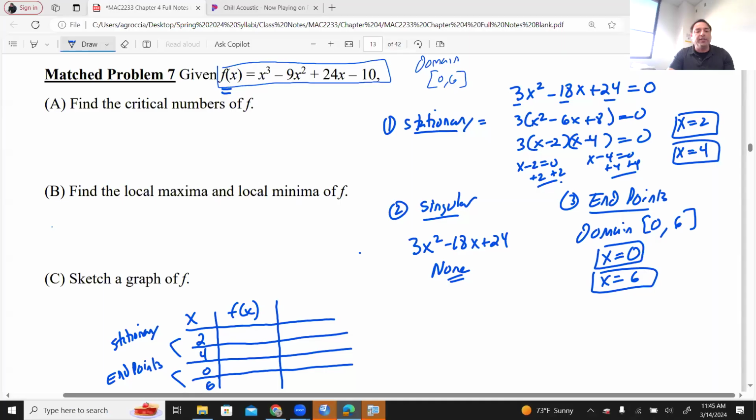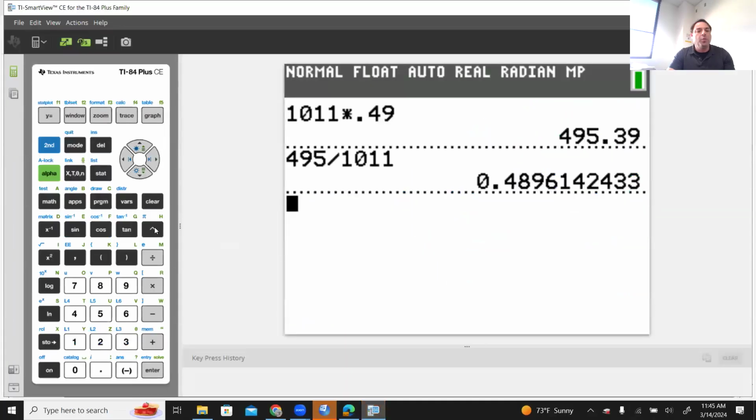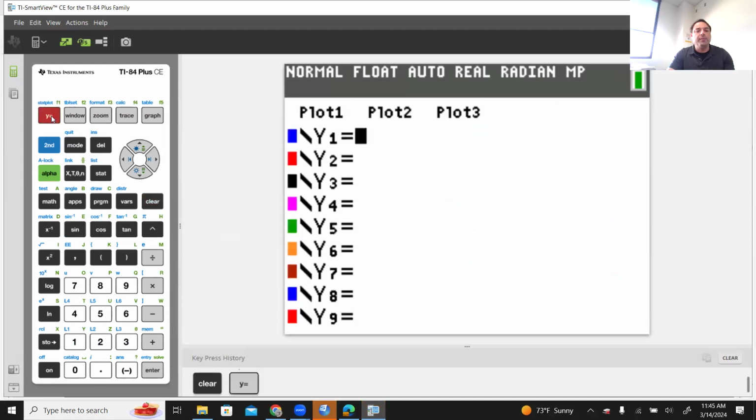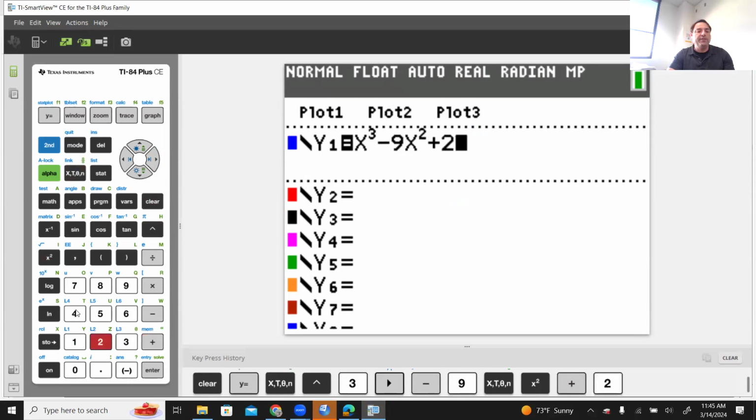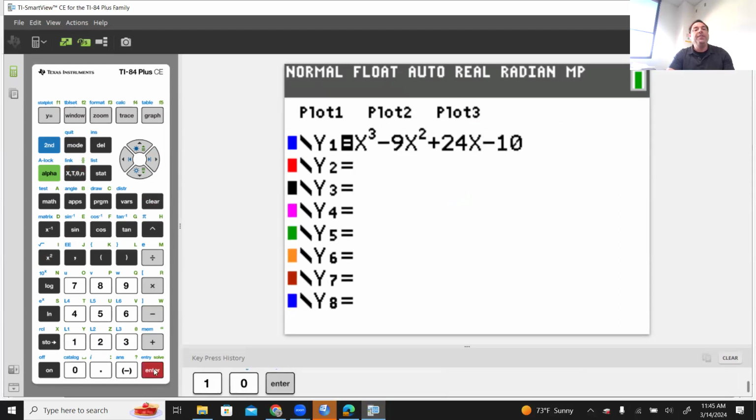What we're going to do is go to our calculator. We're going to go to y equals, and in y1, we're going to put the original, so that's x raised to the 3 minus 9x squared plus 24x subtraction 10. Okay? Then I'm going to go to the table feature and plug in those numbers.